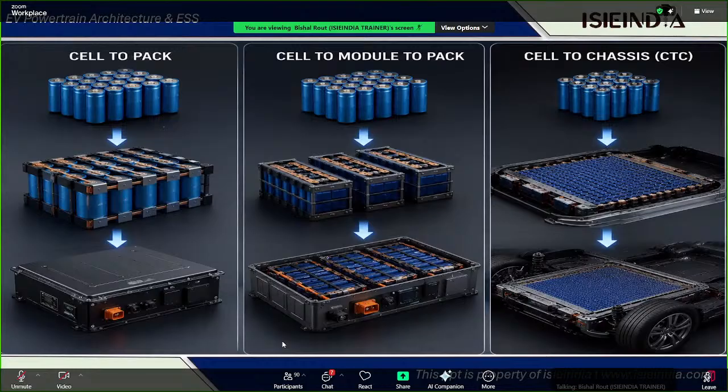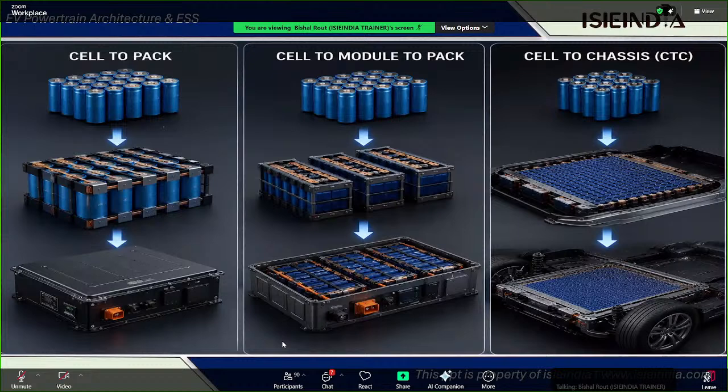Then we have something called the cell to module approach. In the cell to module approach, we are manufacturing a module from multiple cells, and multiple modules are connected together to manufacture a complete pack. So this is how the pack looks.